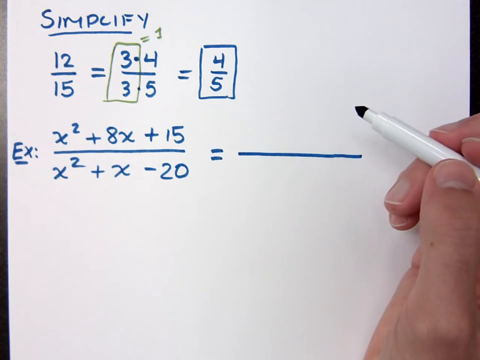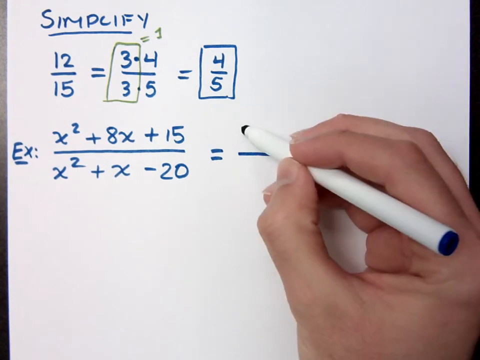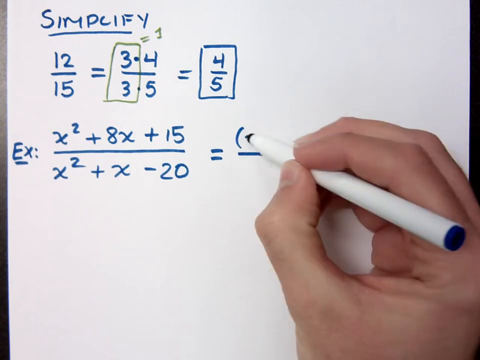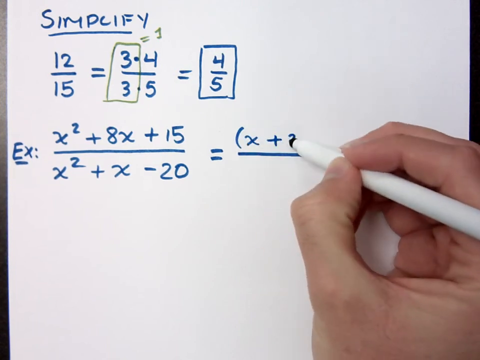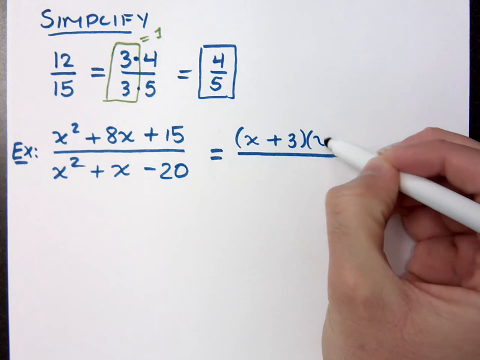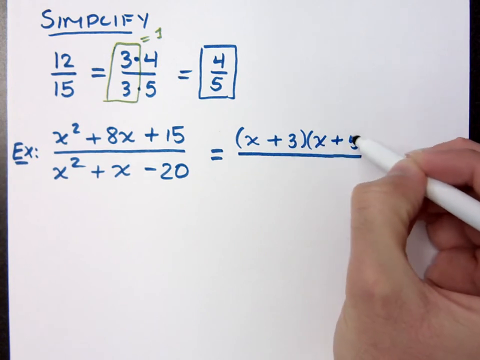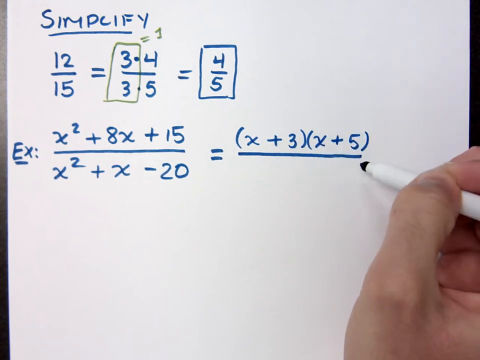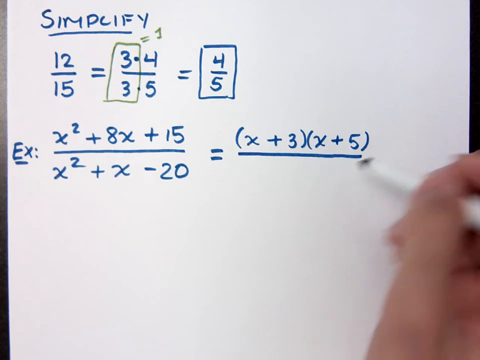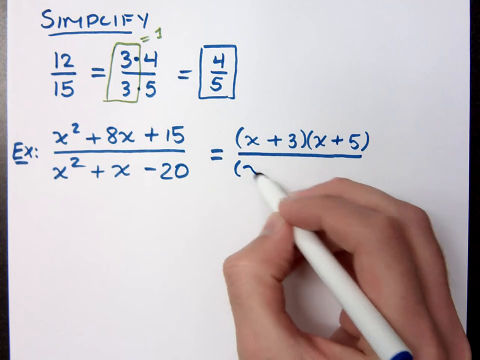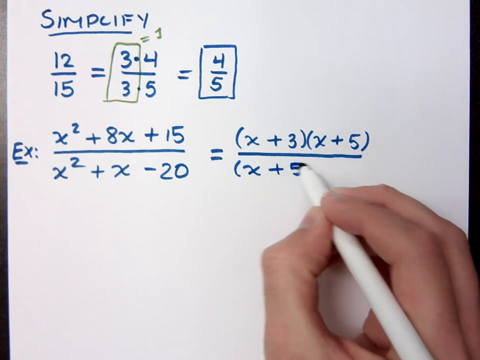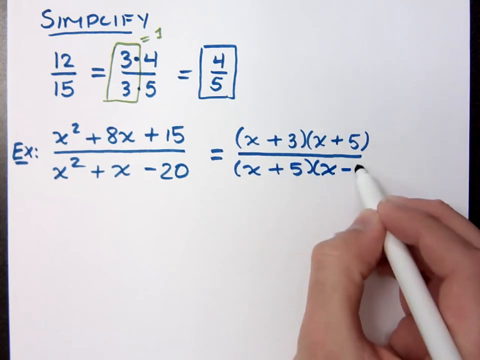We factor. How do you factor this numerator? x plus 3, x plus 5. We have (x plus 3)(x plus 5). Hopefully everybody else gets that. What about the denominator? How does it factor? x plus 5, x minus 4. (x plus 5)(x minus 4).